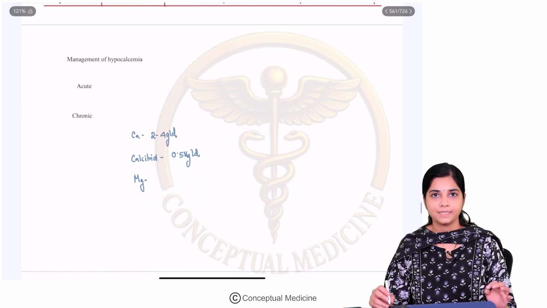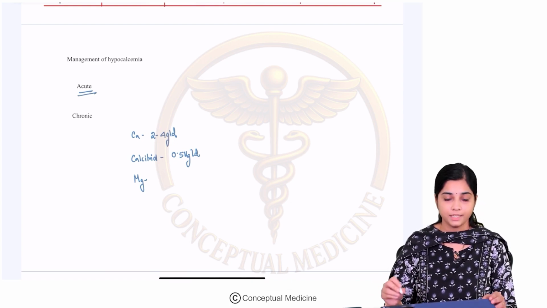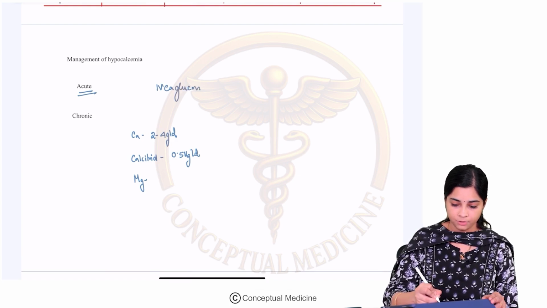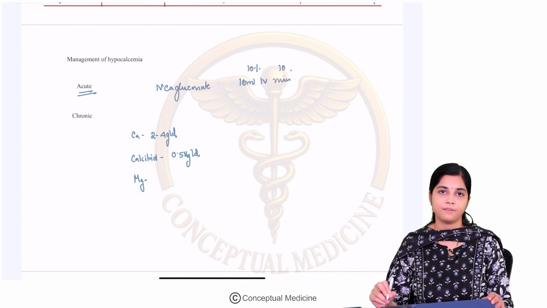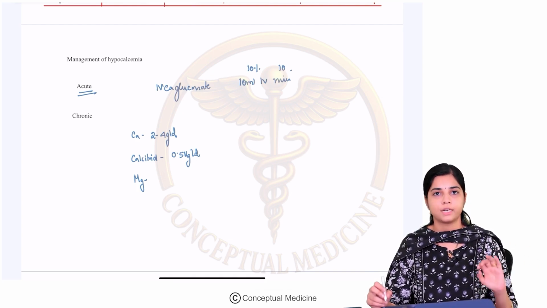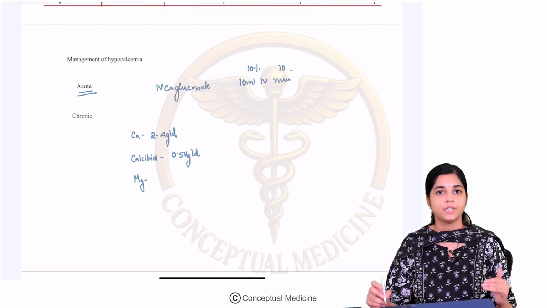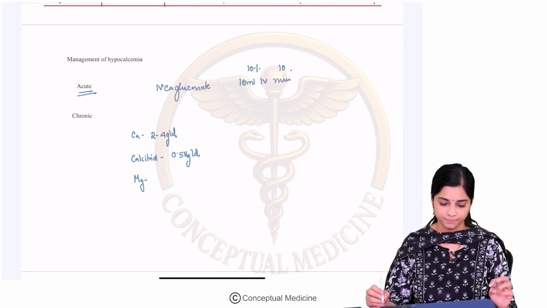Now, how do you manage hypocalcemia? So in acute conditions, how will you manage? You will have to give IV calcium. Usually it is given as IV calcium gluconate. So it is given as 10 ml of 10% IV over 10 minutes, and if there is no improvement, then you will have to start a calcium infusion. Whenever you start a calcium infusion, be very wary of the high risk of arrhythmias, and hence you will have to put them on a cardiac monitor.